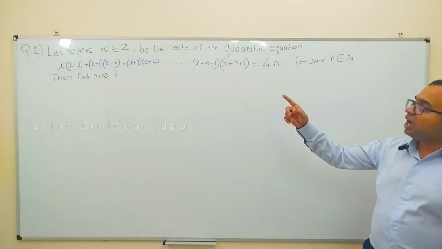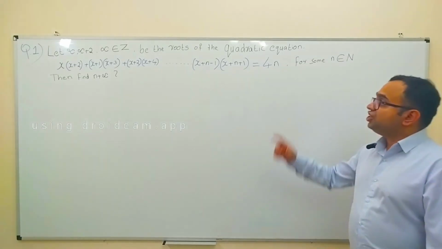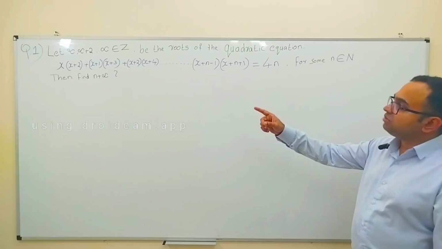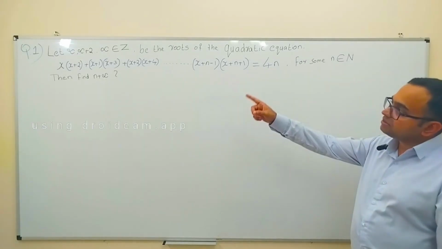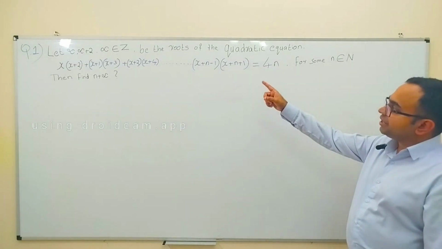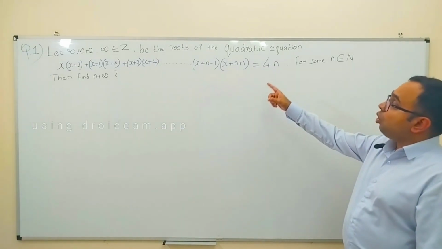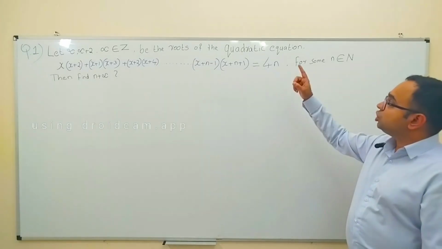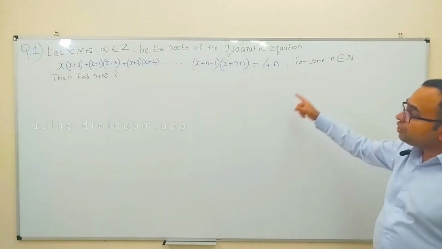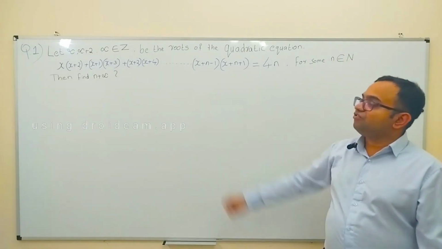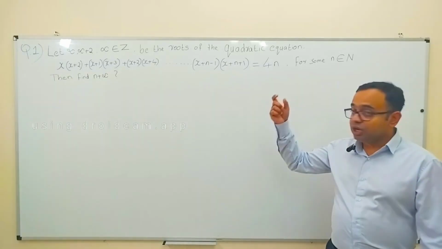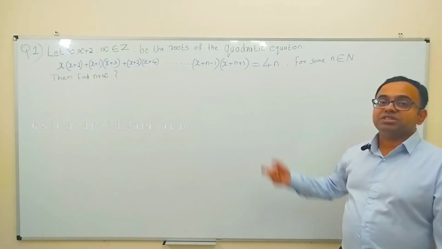Let alpha and alpha plus 2, alpha is an integer, be the roots of the quadratic equation. The quadratic equation is x times x plus 2, plus x plus 1 times x plus 3, plus x plus 2 times x plus 4, continuing to x plus n minus 1 times x plus n plus 1. The sum of all terms is equal to 4n, and n is a natural number. We need to find n plus alpha. So we need to find the value of n, then the value of alpha, then n plus alpha.